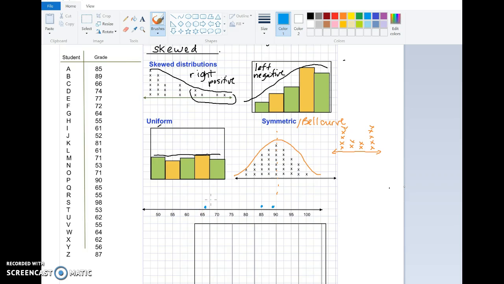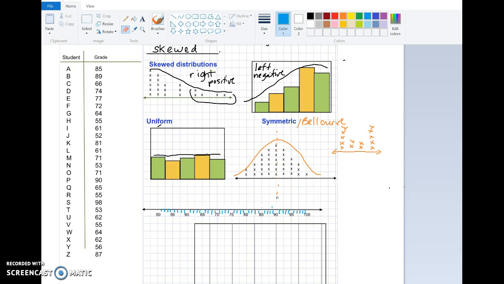And then, actually, I think I'll do it that way. Then 74 would be right about here. And 77 would be right about here. And 72 would go right about there. Okay, so I'm going to pause this and finish it, and you go ahead and finish it up as well.